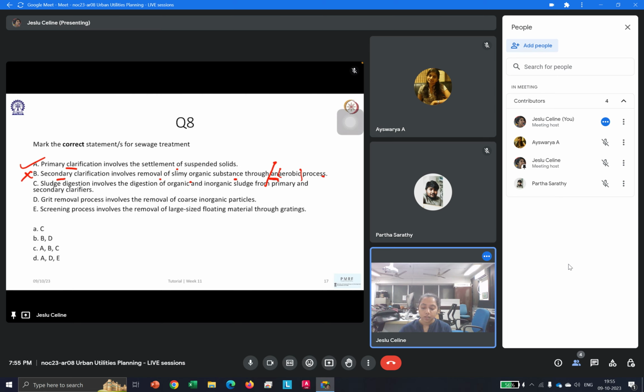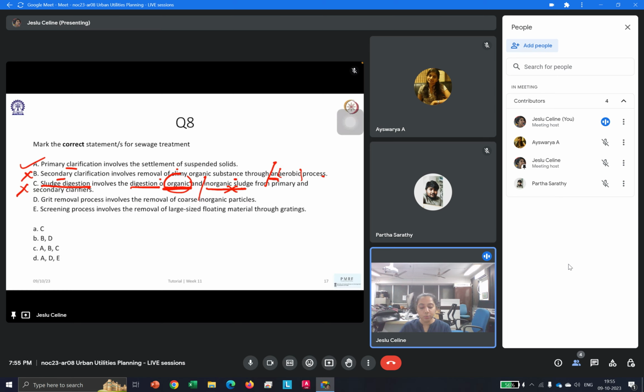Now option C. Sludge digestion involves the digestion of organic and inorganic sludge from primary and secondary clarifiers. Is that correct? We're talking about sludge digestion. Okay, so this again is partially right. It involves the digestion of organic components but not inorganic sludge. So this is not right. Sludge digestion is only for organic.